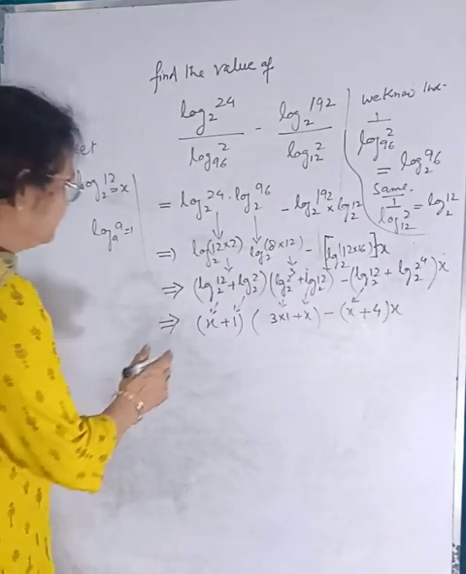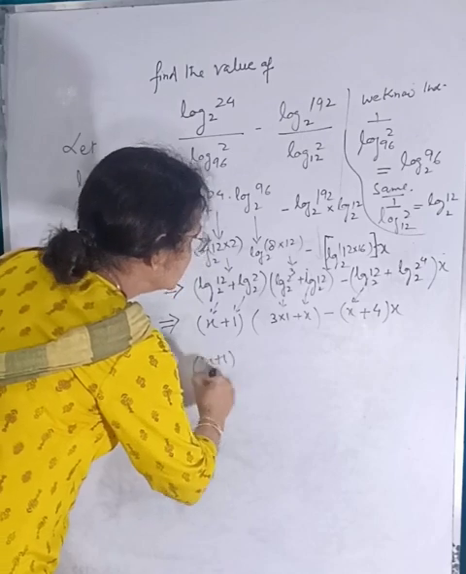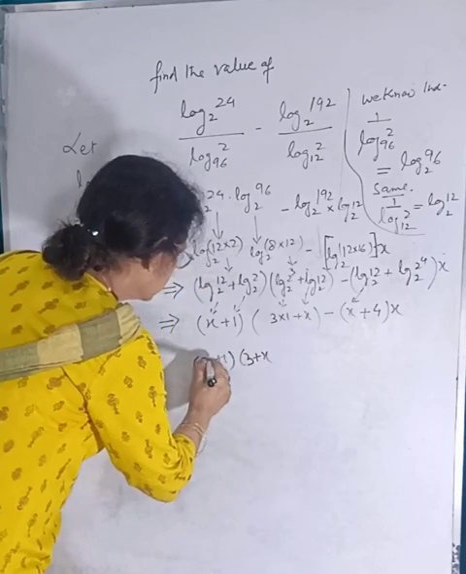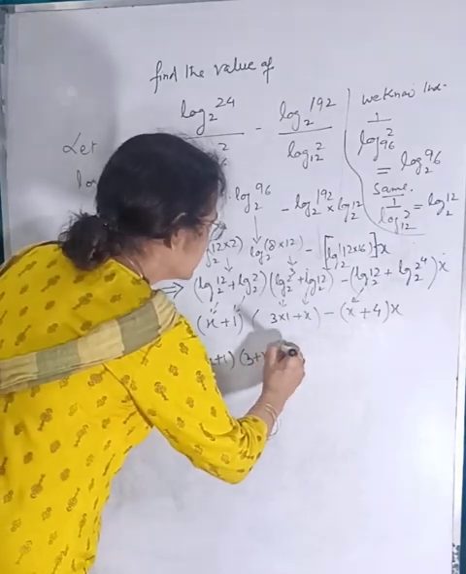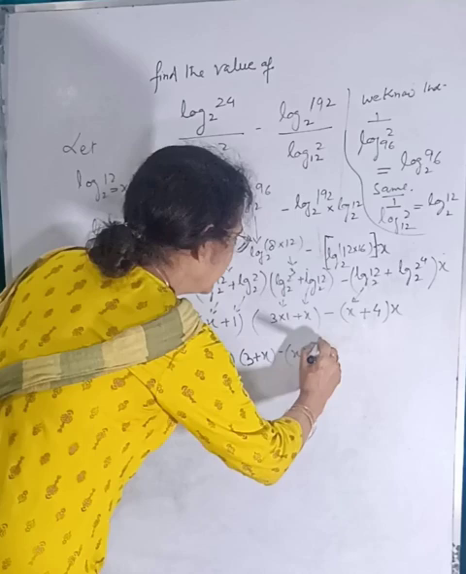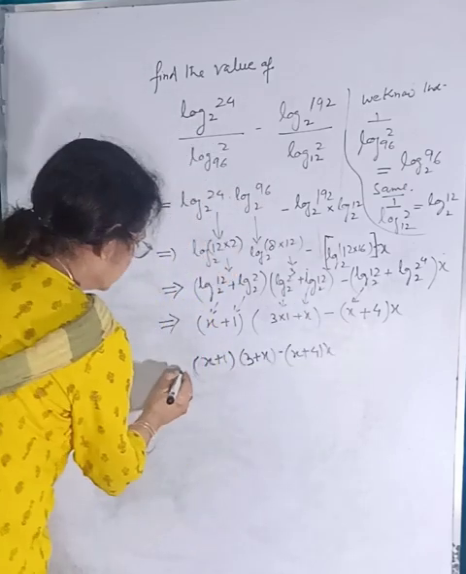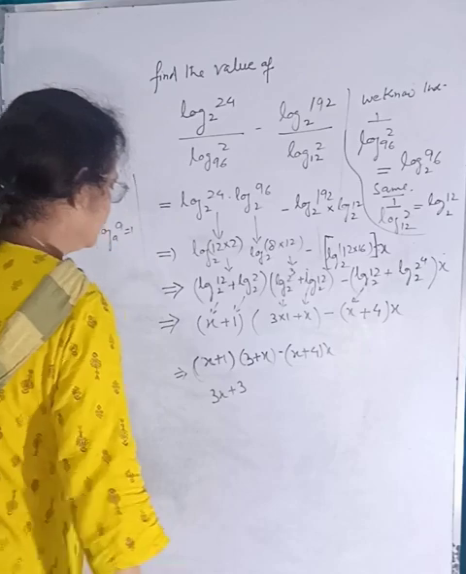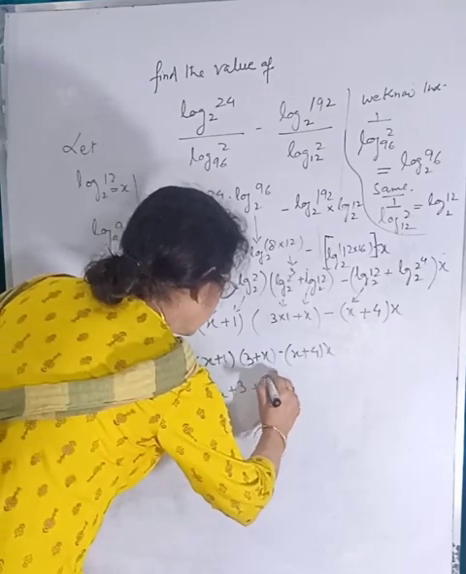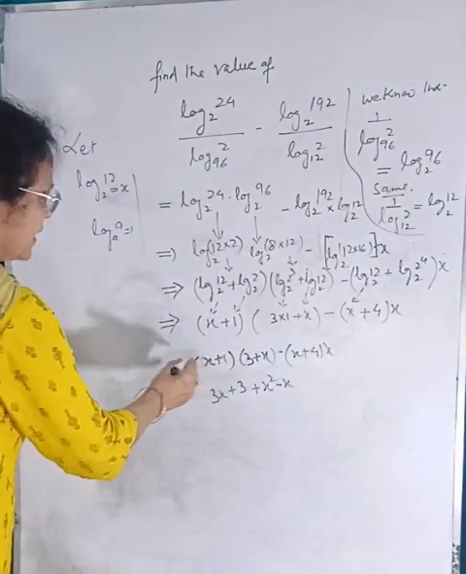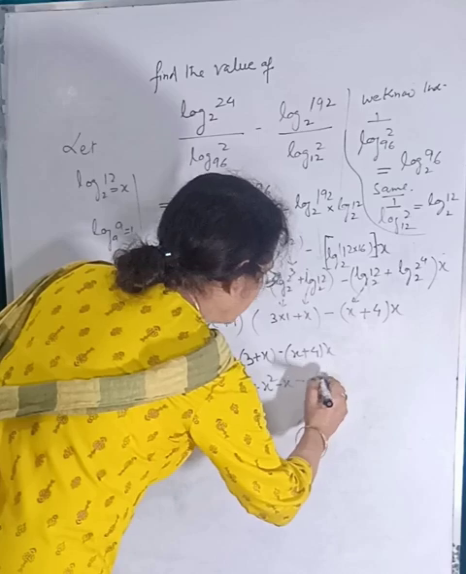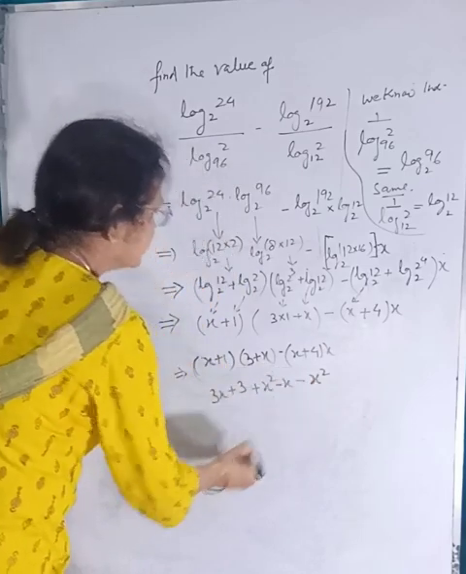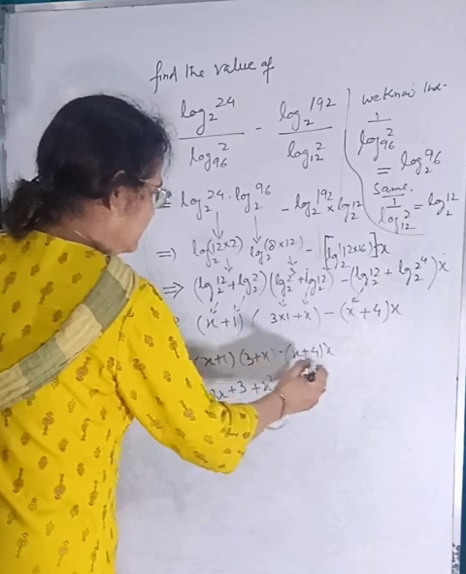अब इसकी वैल्यूज निकालते हैं. क्या होगा ये? x प्लस 1 इंटू 3 प्लस एक्स माइनस x प्लस 4 इंटू एक्स. बोले इसको जी ओपन करिए. 3x प्लस 3 प्लस एक्स स्क्वायर माइनस एक्स मल्टीप्लाई किया माइनस 4x, माइनस एक्स स्क्वायर, minus x square and minus 4x.